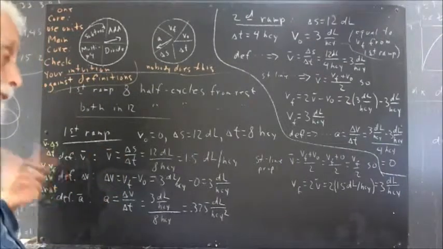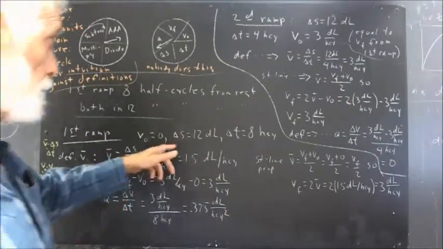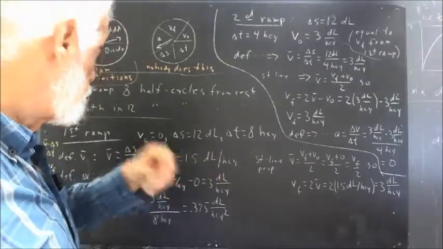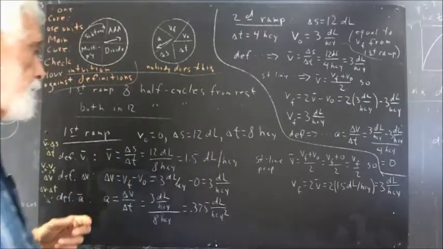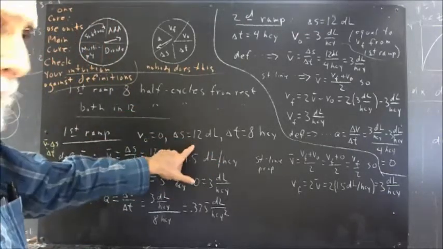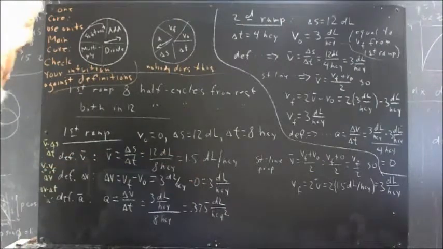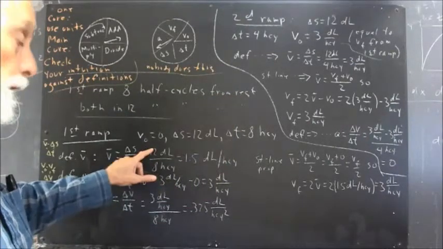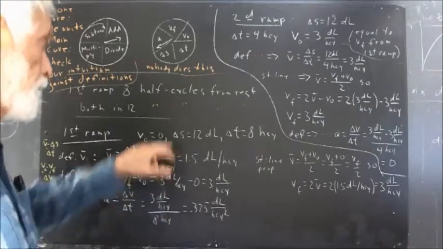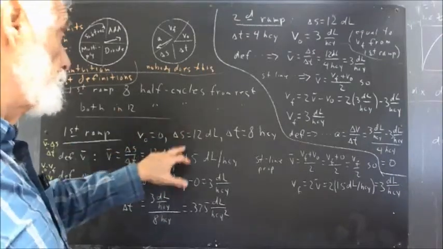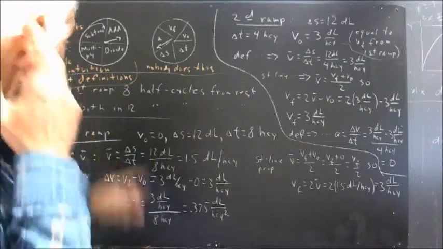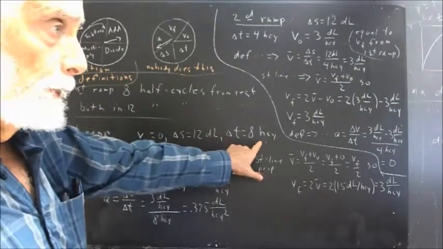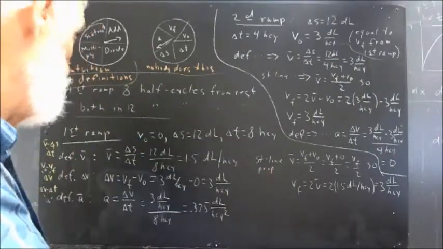The ramps have equal lengths, so the second ramp has a length of 12 domino lengths. Each ramp has a length of 12 domino lengths. So if we want to analyze the motion on the first ramp, how do we think it through? First, we identify what we know. From rest, meaning V naught equals 0, we go the length of the ramp, 12 domino lengths, in 8 half cycles, which I'm going to abbreviate HCY.